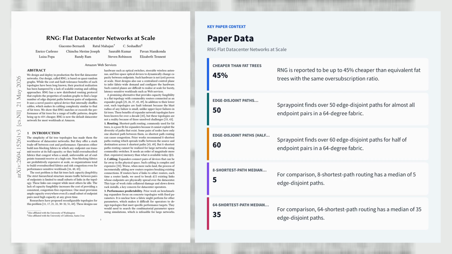Let's explore the third paper, RNG: Flat Data Center Networks at Scale. RNG, from Amazon Web Services, presents the first production deployment of a flat, expander-based data center fabric built from quasi-random graphs. The paper solves 3 long-standing blockers for expander topologies: scalable routing, practical cabling, and predictable design.